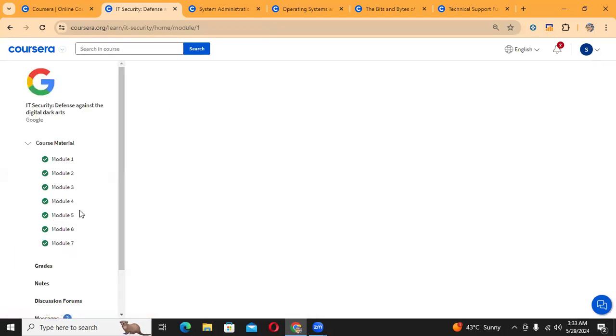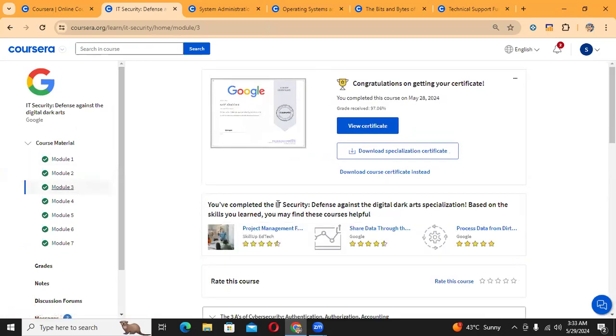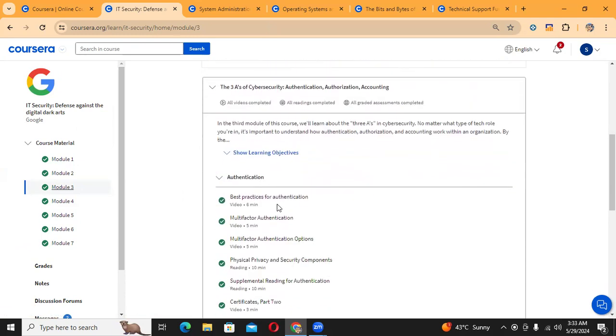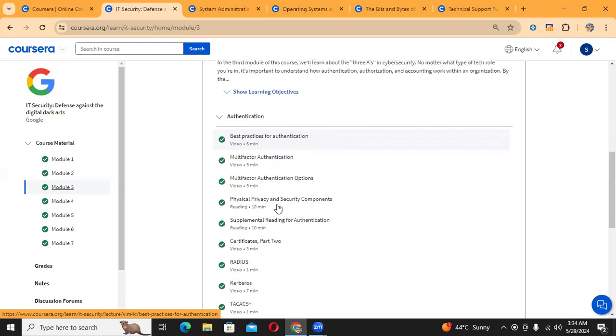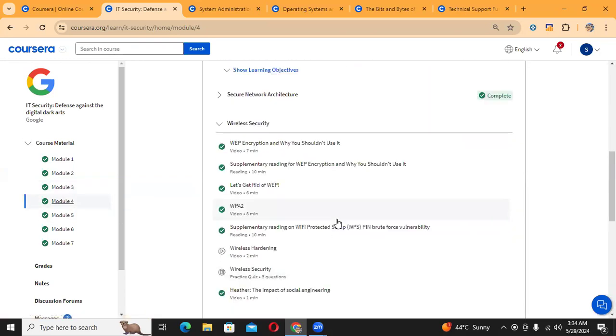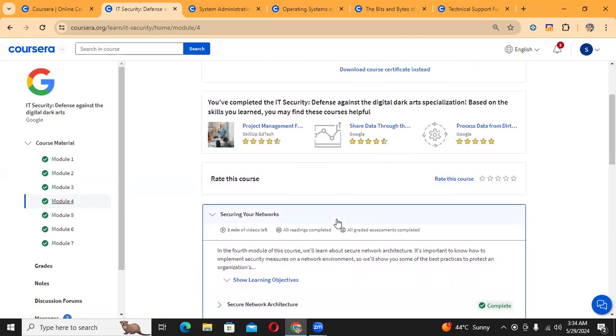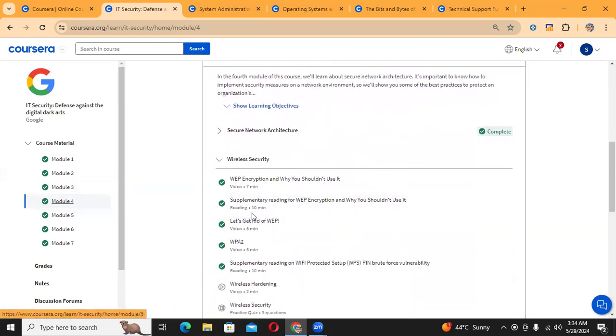In the third module, it's about authentication, authorization, and accounting, which means checking whether the user who claims to be someone has appropriate access: authorization and access control methods, understanding tokens, best practices for managing user credentials. The fourth module is about network security, securing your networks, protecting network infrastructures and data transmissions.